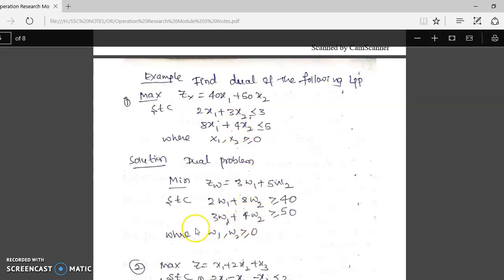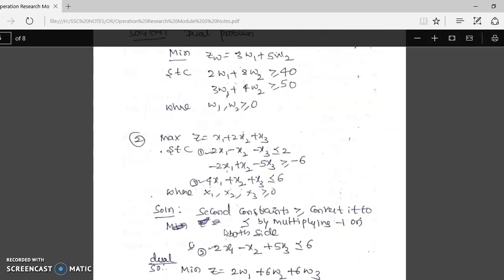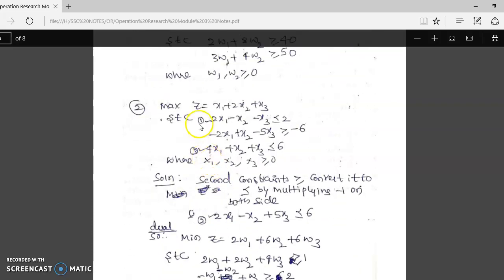Then you go for the second problem. Just look here, it is also maximum, z equal to x1 plus 2x2 plus x3. Then the first constraint is of less than, we keep it as it is.